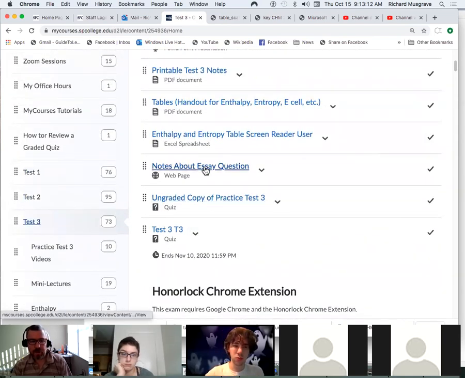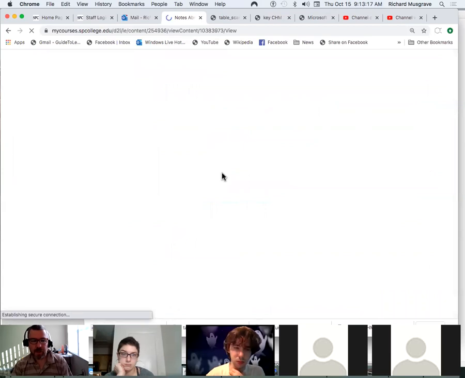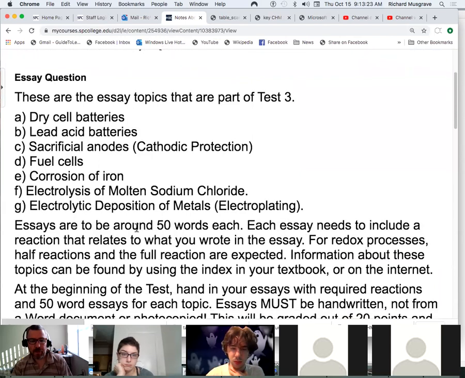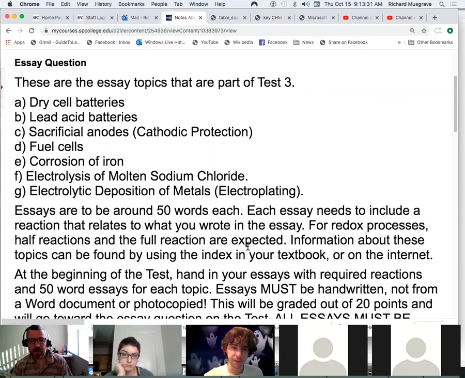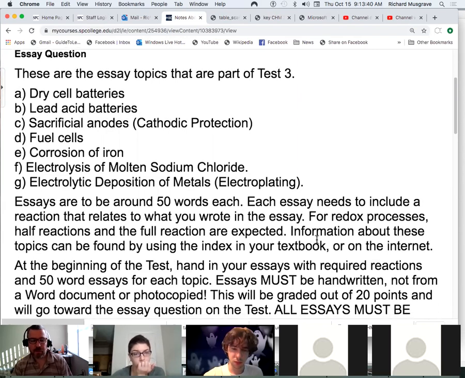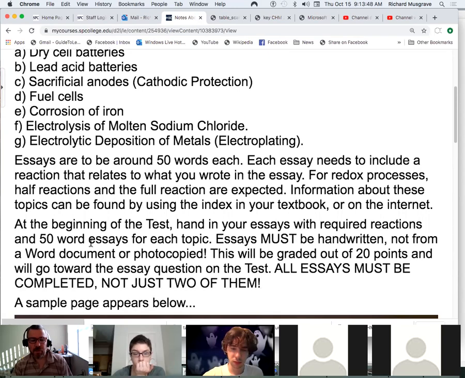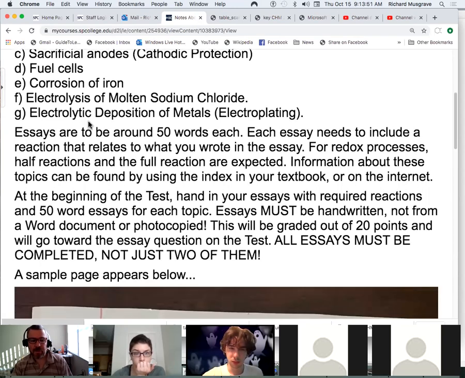So you'll find that under notes about the essay questions. This is something you'll hand in using a Dropbox. And these are the topics that you're going to talk about. So the essays are 50 words each. Each essay needs to include a reaction that relates to what you wrote in the essay. For redox processes, half reactions and full reactions are expected. These are all actually redox processes. You can find information about all of this in your textbook or on the internet, so anywhere you want. I'm not looking for you to even cite anything here. You need to complete all of these, all 7 of these.